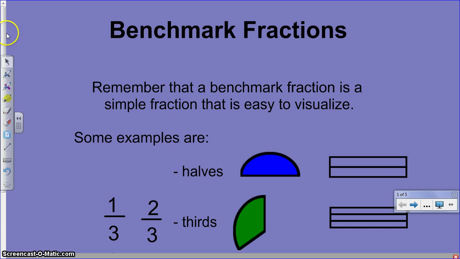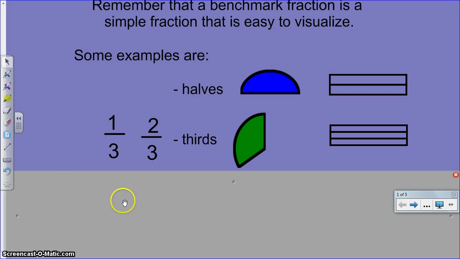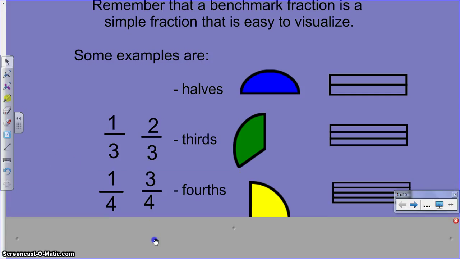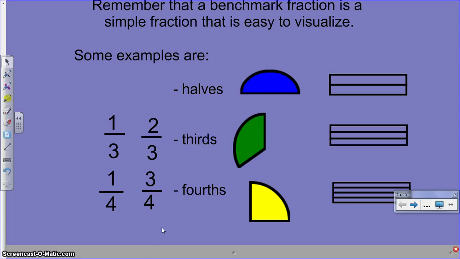And then the other fractions that are benchmark fractions are thirds, in particular 1/3 and 2/3. And then we also have fourths, and really there it's 1/4 and 3/4. And some of the other ones, eighths are pretty popular, but really in our grade, for third grade, we're going to focus on these three, looking at halves, thirds, and fourths. Okay?